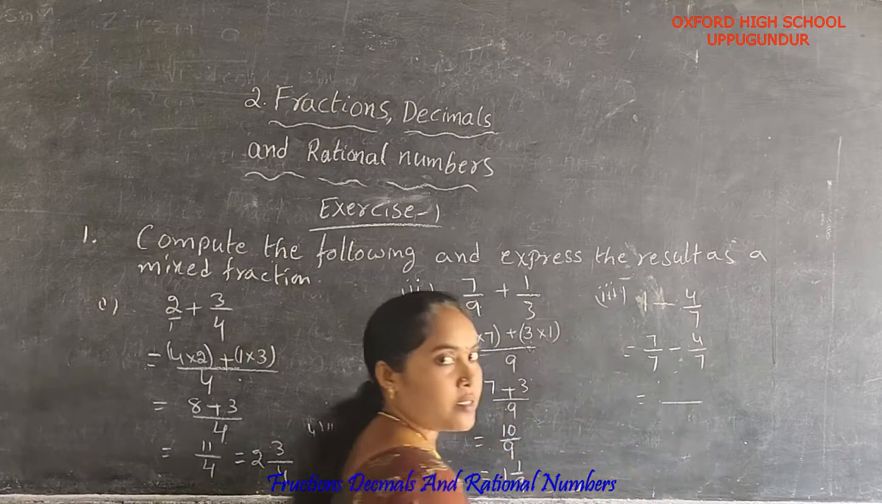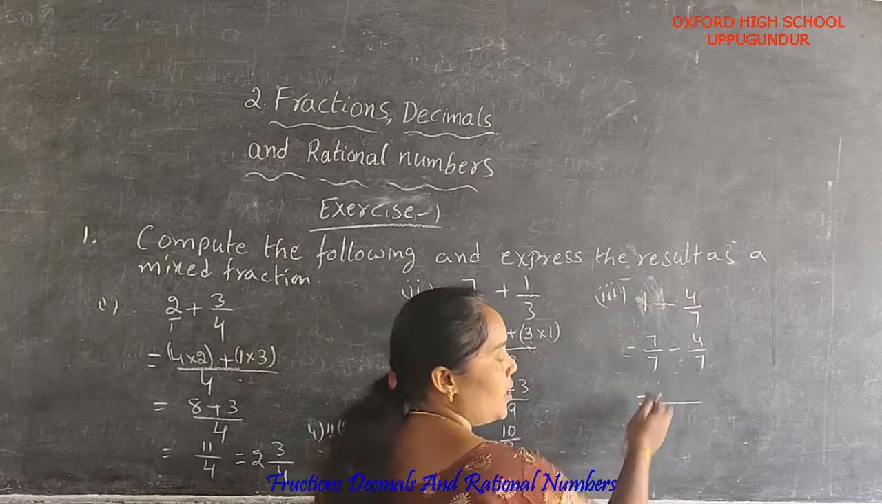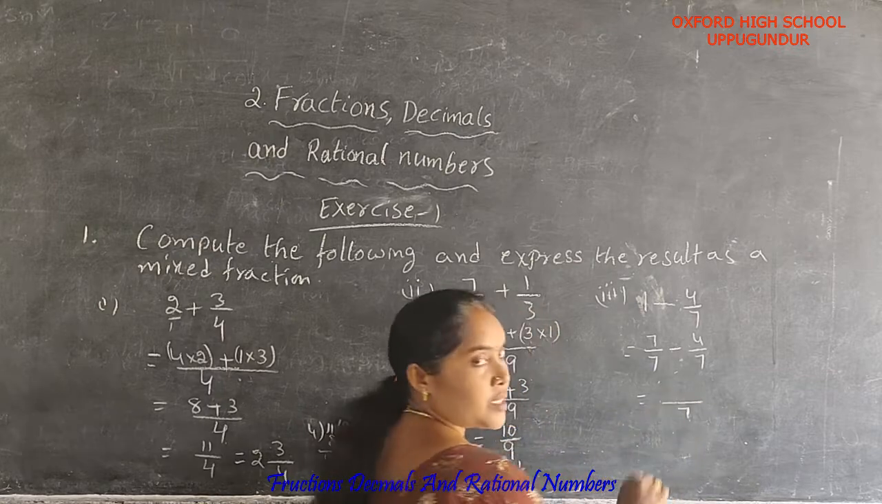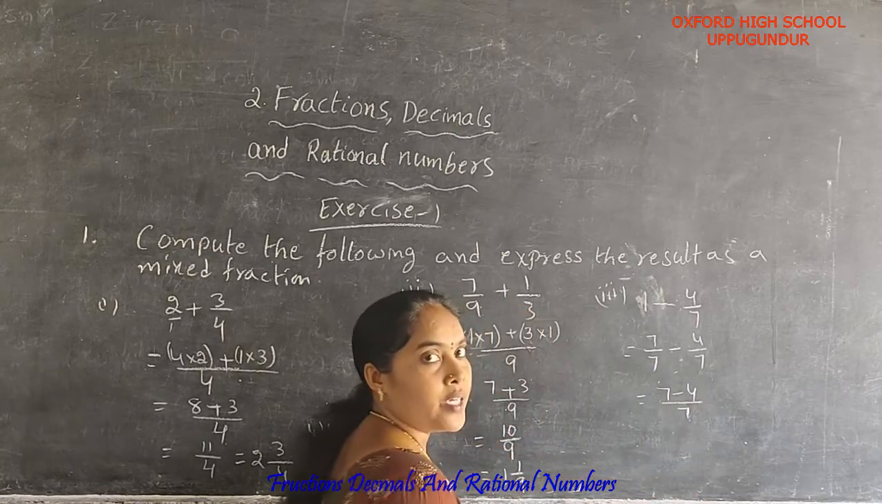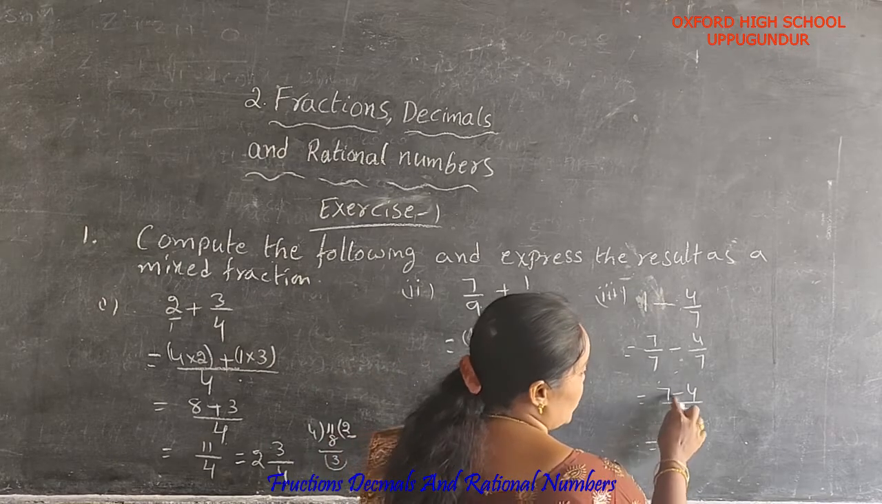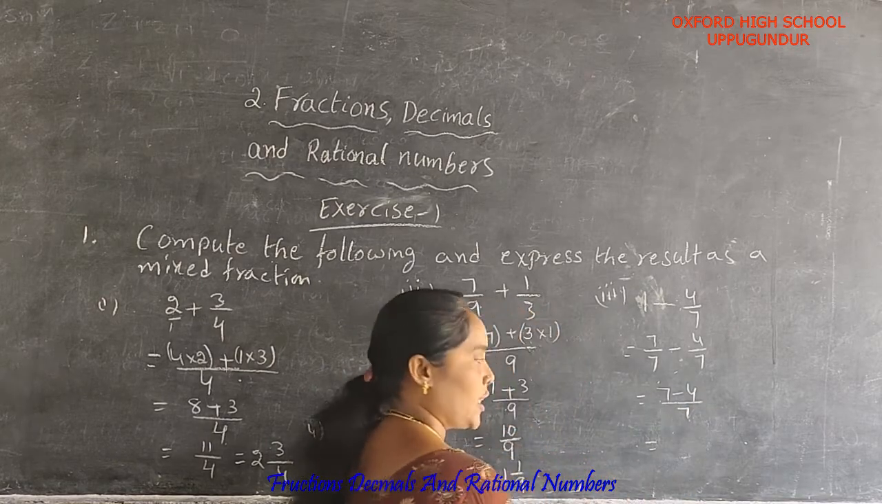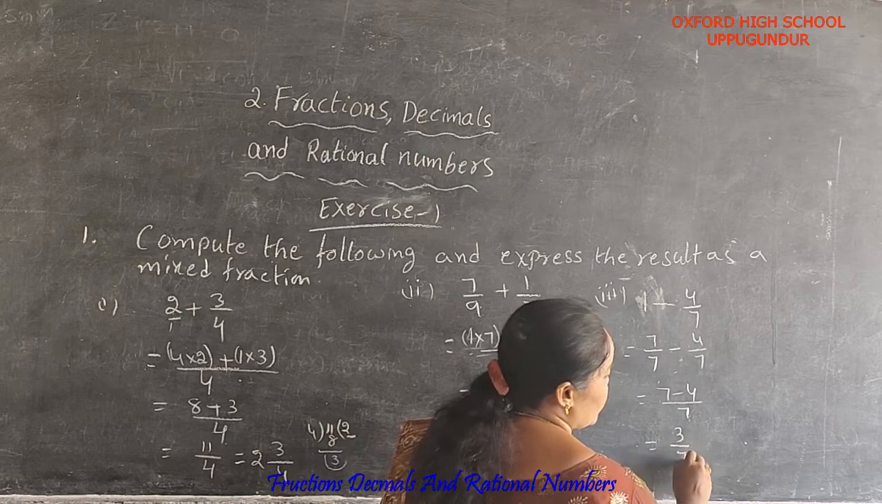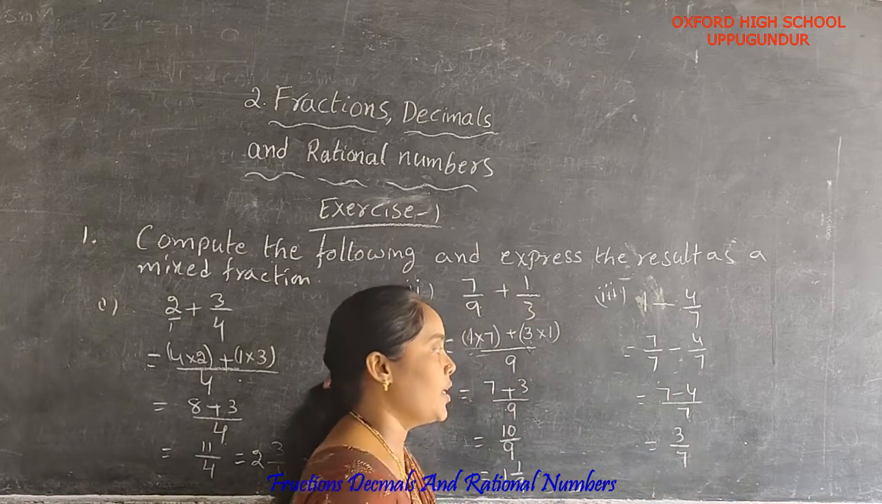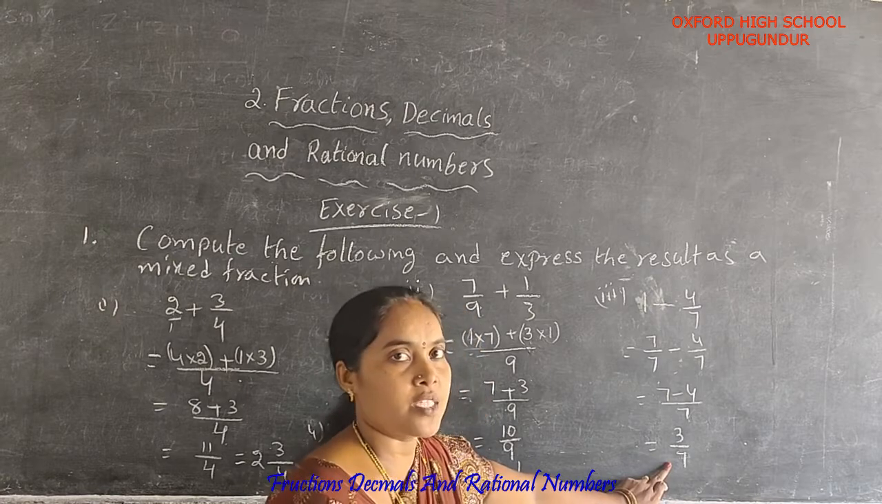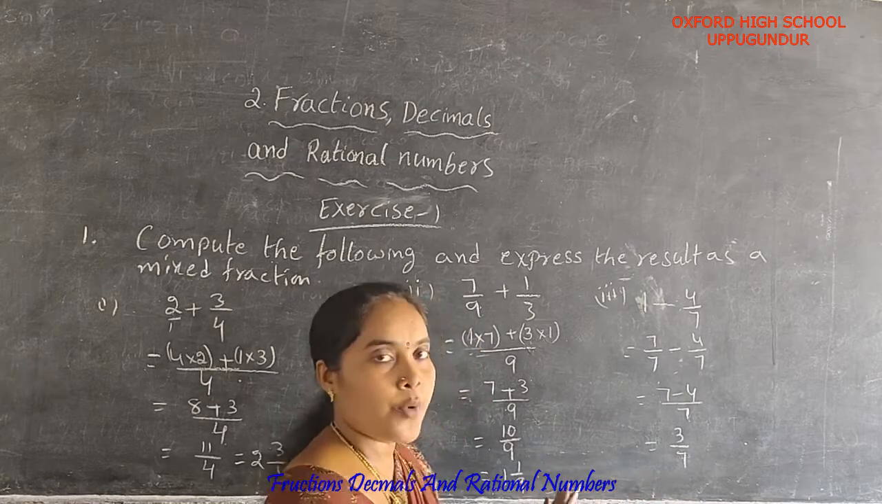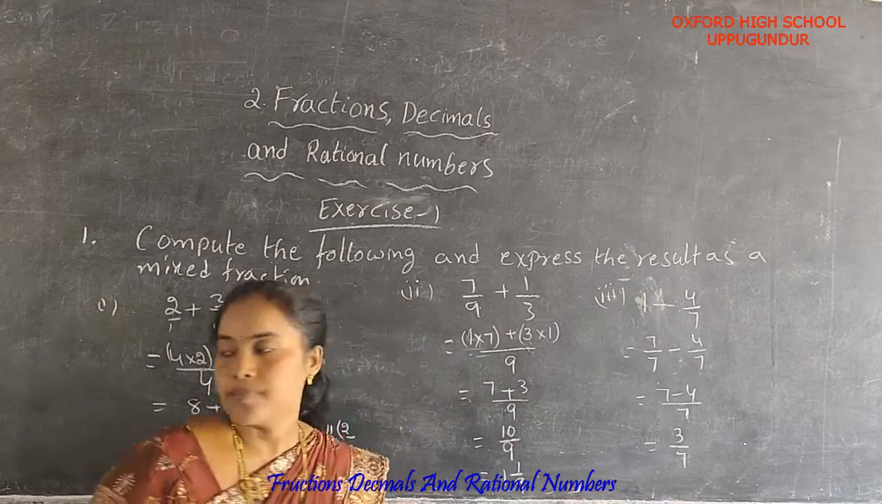Here, like fractions, the denominators are the same. So the LCM is 7. So 7 minus 4. 7 minus 4 how much? 3. 3 by 7. This is a proper fraction. 3 by 7 is the proper fraction, so we didn't change it. Okay.